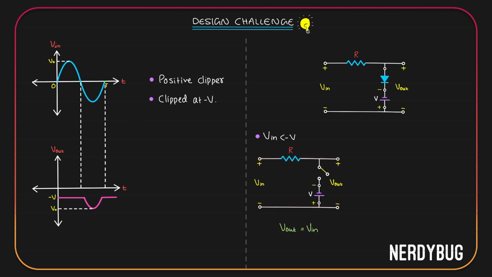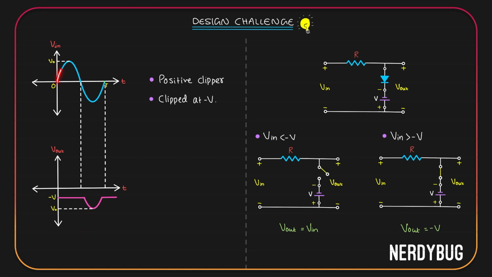When V input is greater than minus V, the diode has a lesser negative potential here than what it already has here. That means it will be forward biased. We can model it as a closed circuit. The circuit model will look like this. Now the output is taken directly across a cell of potential V, but the negative terminal is connected to the positive of the output. Positive terminal is connected to negative of the output. So output is going to be minus V. And this is exactly what we wanted as our output.